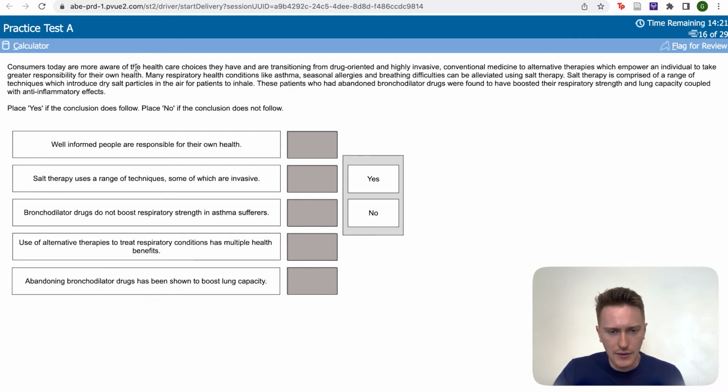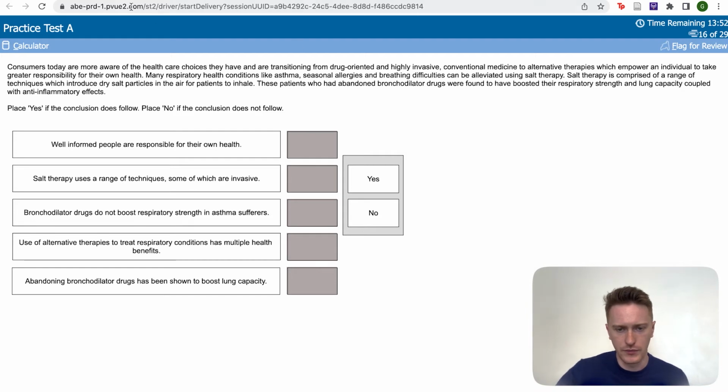Okay, consumers today are more aware of the health choices that they have in transitioning from drug-orientated, highly invasive conventional medicine to alternative therapies. And then we've got some stuff about asthma and salt therapy. Oh, I don't know what salt therapy is, but this person is clearly a supporter. These patients who have abandoned bronchodilator drugs were found to have boosted their respiratory stress and lung capacity. Okay, fine. Well-informed people are responsible for their own health.